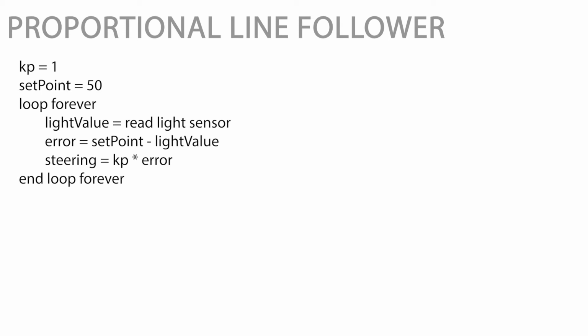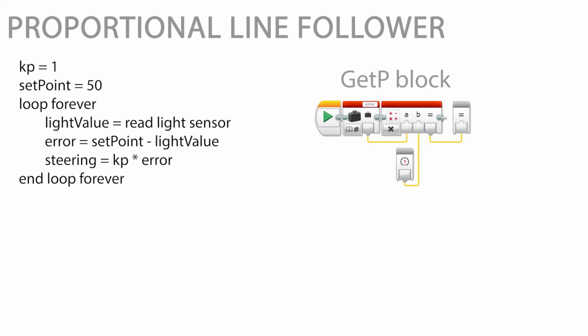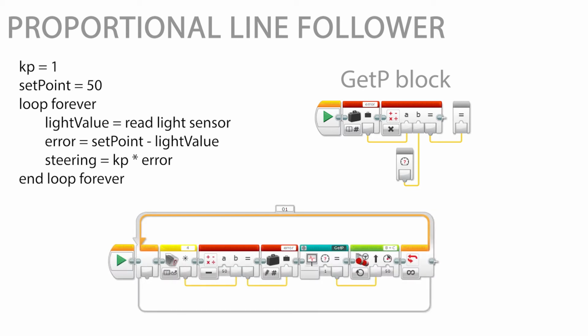Now we will explain how to implement the proportional line follower algorithm in the LEGO Mindstorms brick programming language. To simplify the code, we move the proportional steering value calculation into a separate block named getP, where the error is multiplied by the input parameter and the resulting value is returned. The proportional line follower program consists of the main loop where the light sensor value is read and the error is calculated. Then, the proportional constant is provided to the getP block and the result from the getP block is passed to the motor block steering input.